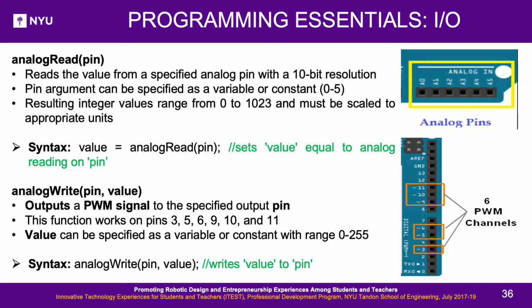analogWrite(pin, value). This outputs a PWM signal to the specified output pin. This function works on digital pins 3, 5, 6, 9, 10, and 11. Value can be specified as a variable or constant with range 0 to 255. Syntax: analogWrite(pin, value). It writes the value in the value variable to the specified pin.